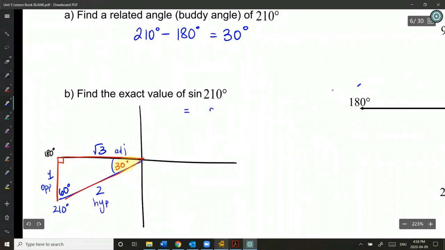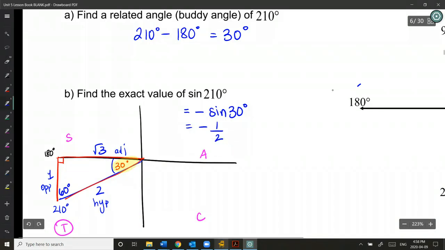So this should be equal to sine of the reference angle, and then we need to decide whether this will be positive or negative based on the CAST rule. So drawing CAST, starting in the bottom right quadrant, or the fourth quadrant, we see that we're in the tan quadrant. Now, if I'm taking the sine of an angle in the tan quadrant, I know that my answer will be negative. So negative sine of 30, using SOHCAHTOA, sine is opposite over hypotenuse. We should get negative 1 over 2 as our answer.